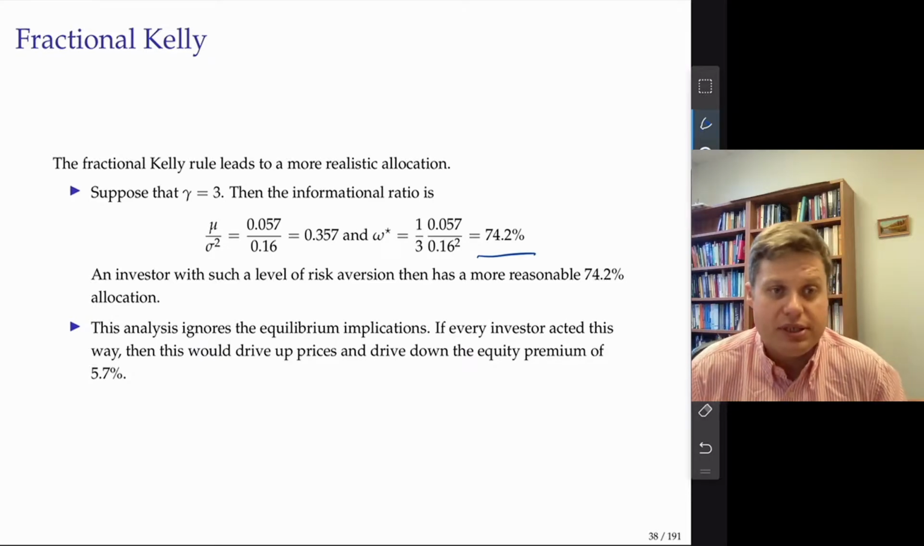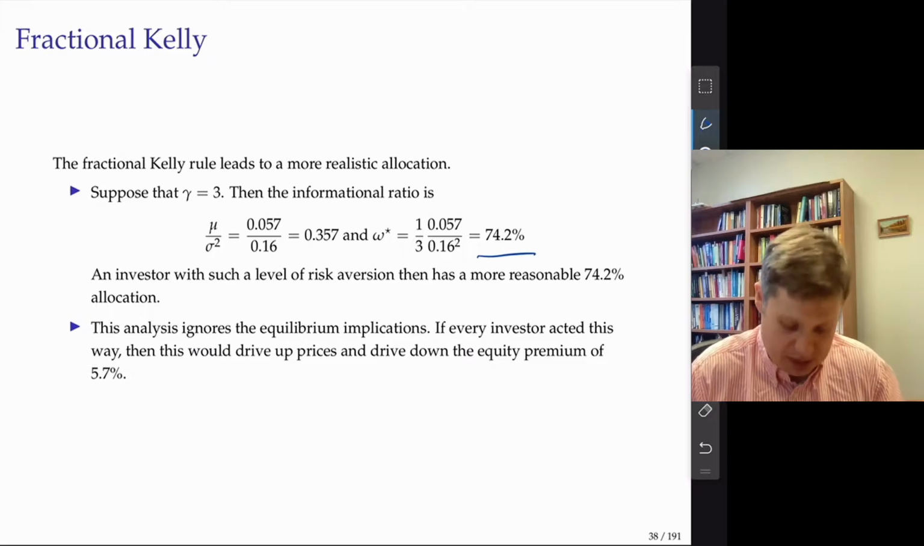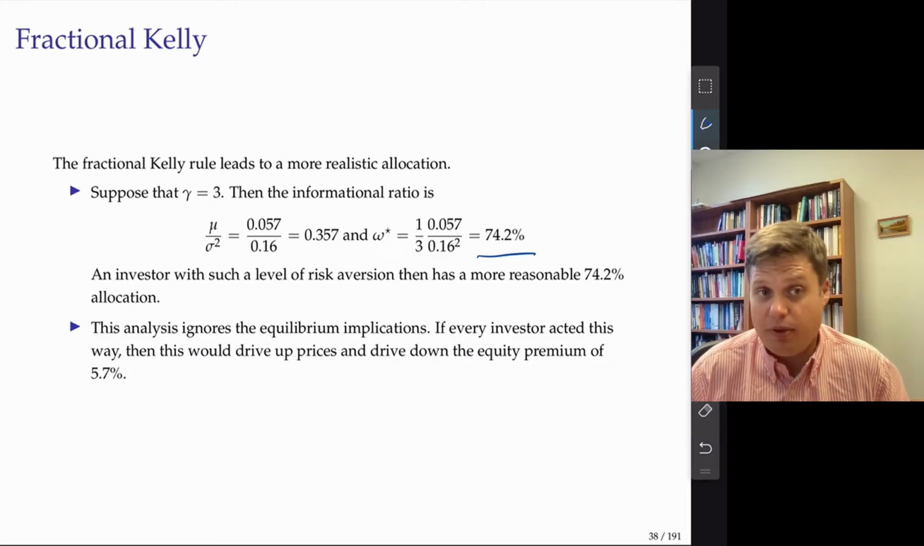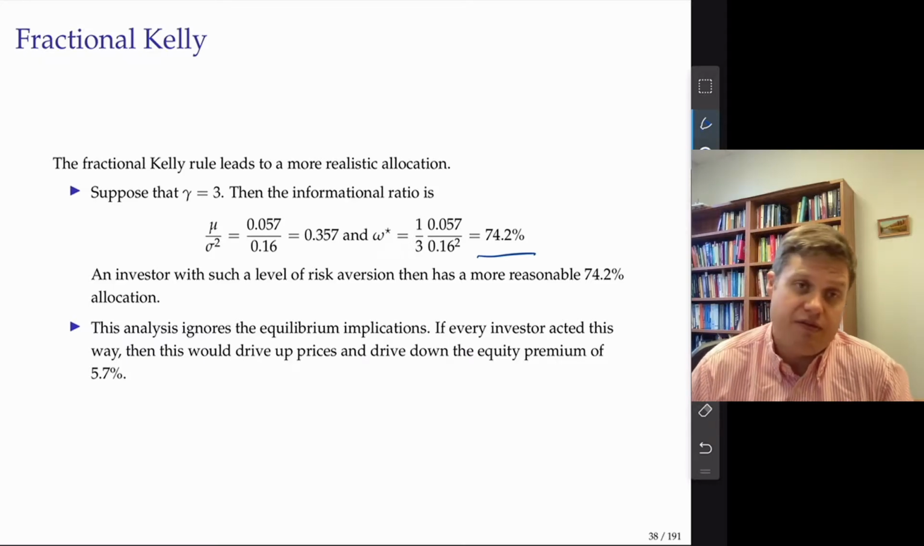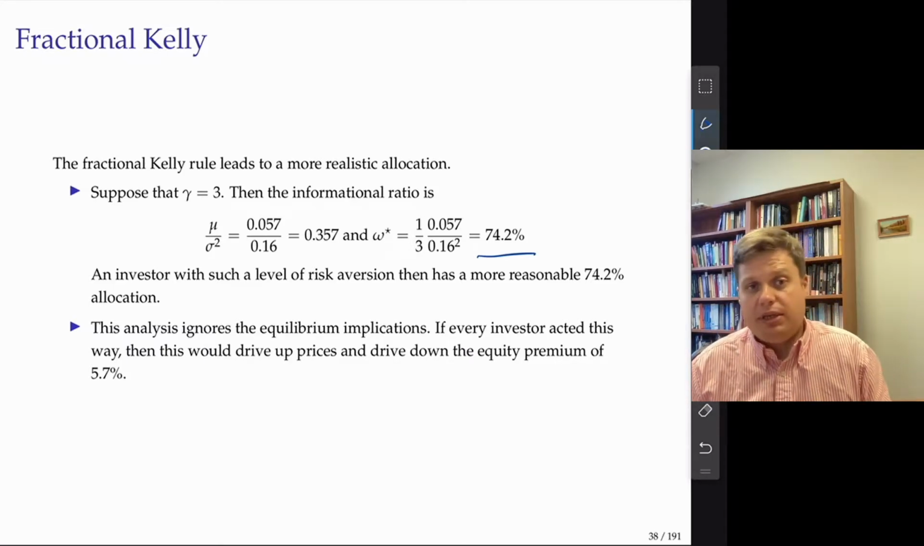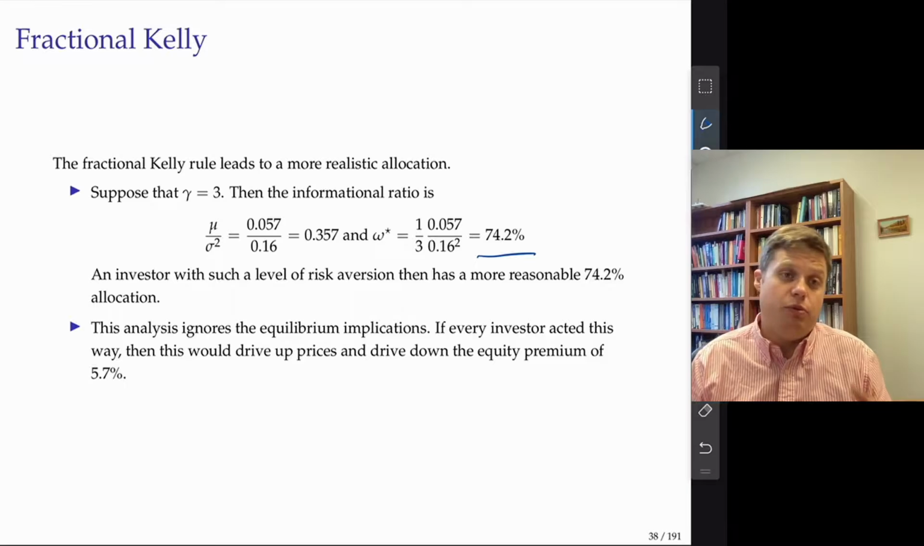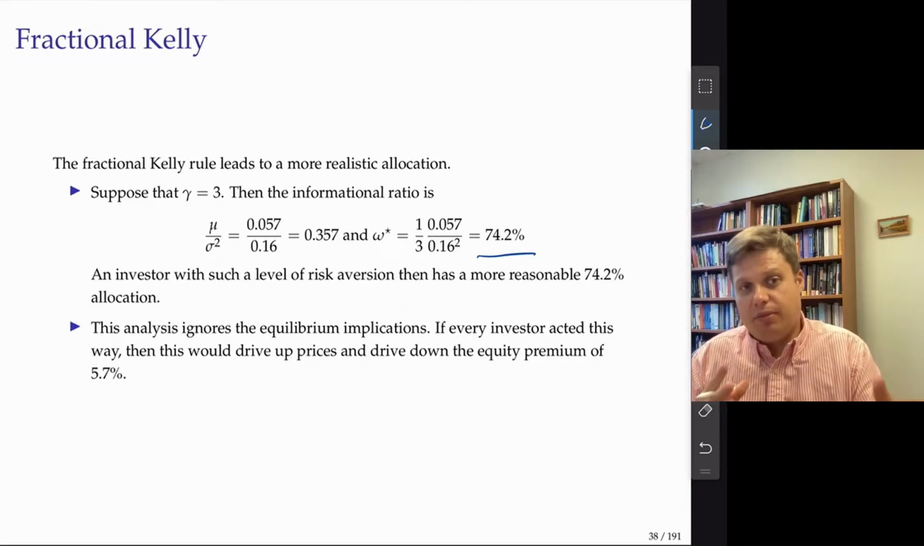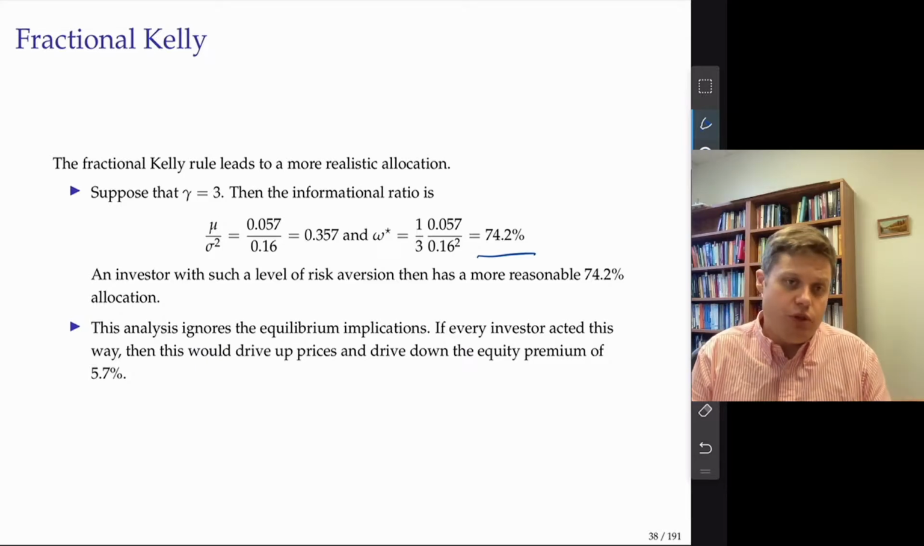This analysis, of course, ignores the equilibrium implications, meaning that if everybody starts applying the Kelly rule and betting according to that rule, then the conditions of the market will change, the returns will change, and the mu itself will change. So you have this chicken and egg problem. Everybody makes an assumption about mu to calculate the betting size, they place their bets, and then mu changes, so they have to readjust their bets again, assuming the new mu, and then mu changes again.